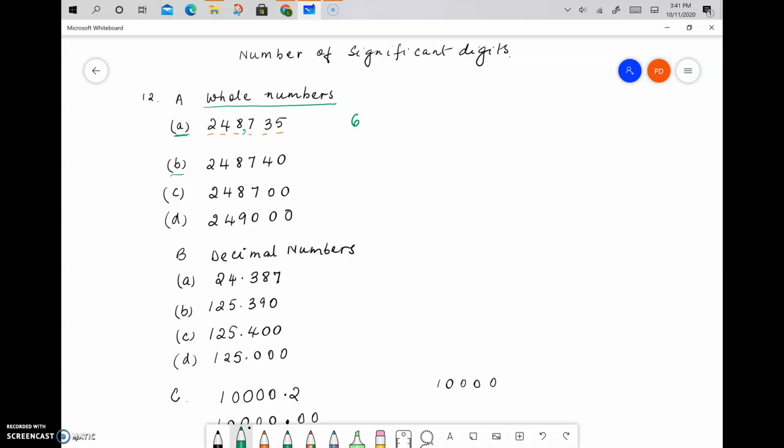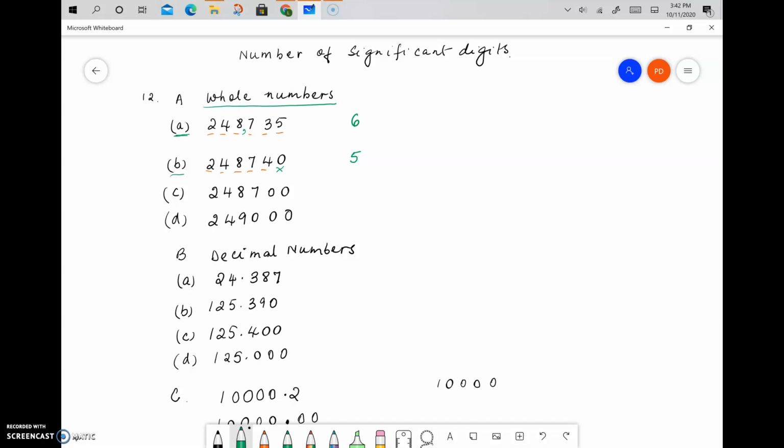Let's look at part B, 248,740. Now, in a whole number, the last zero does not count. If you're looking at zeros at the end, the zeros at the end of whole numbers do not count as significant digits when we do the counting. So that's 1, 2, 3, 4, 5. We stop here because the last digit is a 0 and it doesn't count in this case. So we have 5 significant digits.